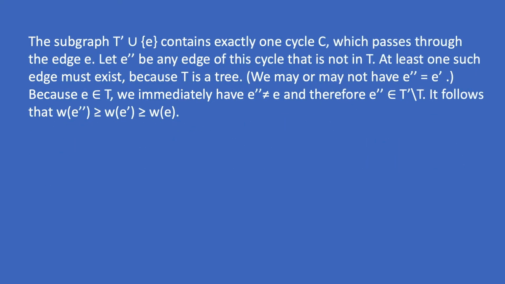The subgraph T' union e contains exactly one cycle C, which passes through the edge e. Let e'' be any edge of the cycle that is not in T. At least one such edge must exist because T is a tree. We may or may not have e'' equal to e'. Because e belongs to T, we immediately have e'' not equal to e, and therefore e'' belongs to T' minus T. It follows that W(e'') is greater than or equal to W(e'), which is greater than or equal to W(e).